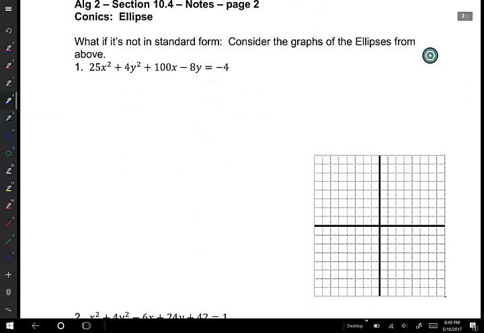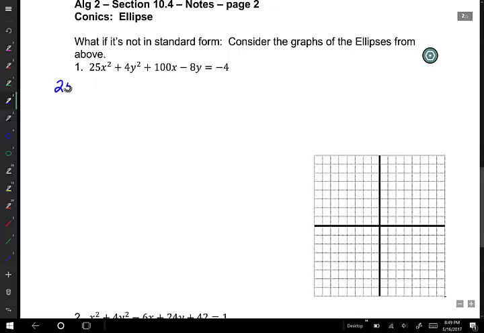Just like with circles, we have a possibility that the graph might not be given to us in standard form. And if that's the case, we're going to need to complete the square, once again, and transform this into standard form. So let me show you how that works. First of all, we're going to group the x's and the y's together.